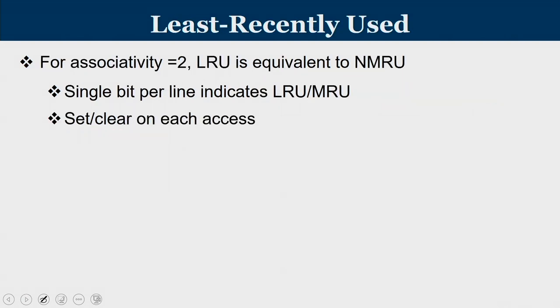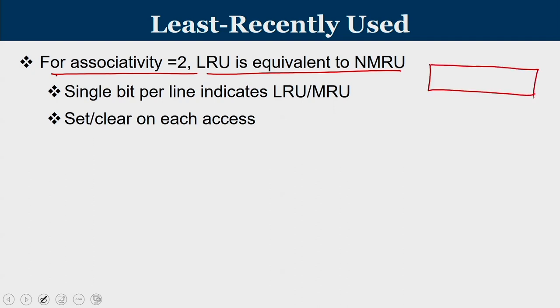We now move to the least recently used algorithm. When we have an associativity equal to 2, least recently used is equivalent to not most recently used. So, think of a two-way associative cache. This is your way 0 and this is way 1. We are adding one extra bit: a single bit per line, which is called the LRU bit. Whenever I access a block, I put this as 1 and the other one is eventually 0.